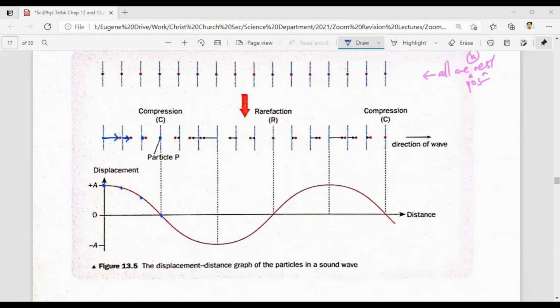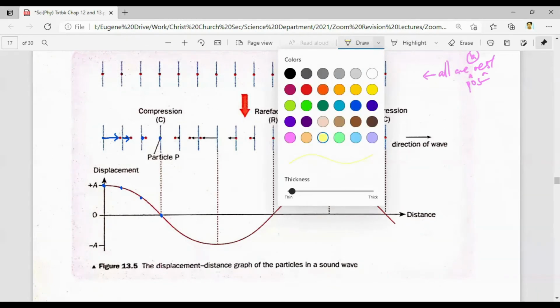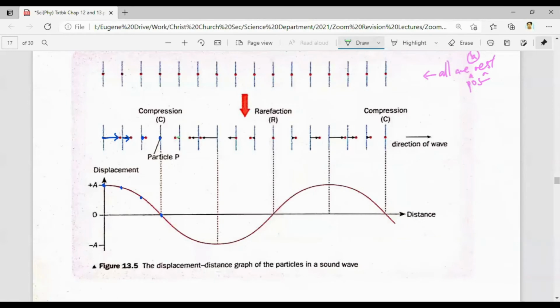Now let's continue a bit. With regard to the whole compression and rarefaction, you can see here, moving towards the right is positive, and hence moving towards the left would mean the displacement is negative. So let's use a different color. Let's use yellow. Let's use this light green. A little bit more, quite a fair bit. Obviously at this point, it's the lowest point here. This point, the displacement is a little bit less, this one a little bit less. So this is how this whole displacement distance graph looks.